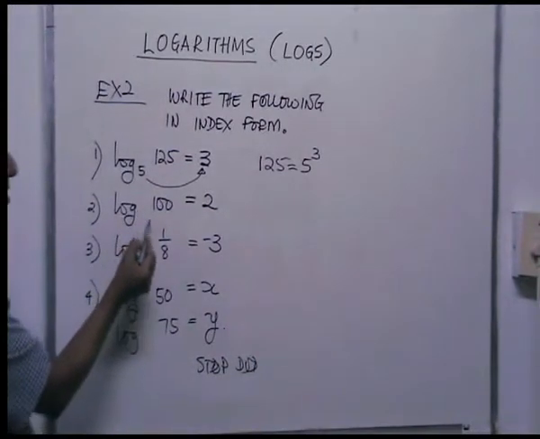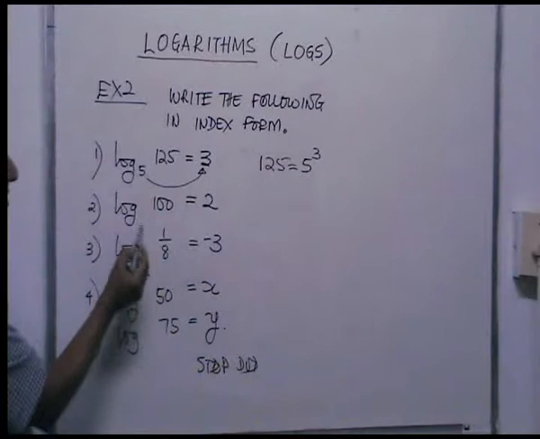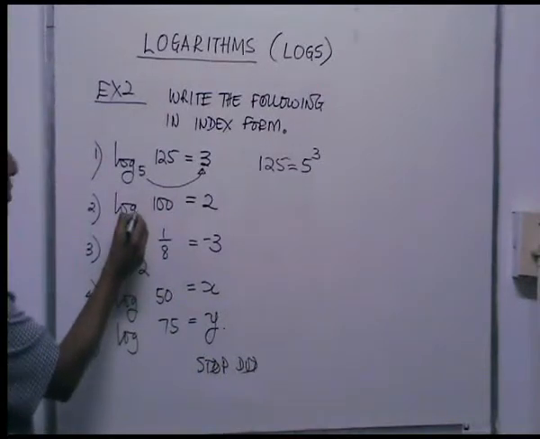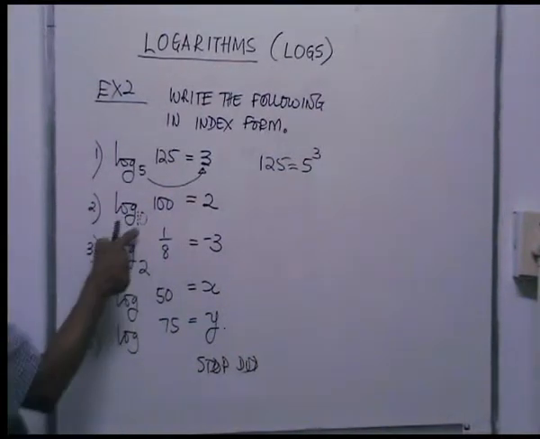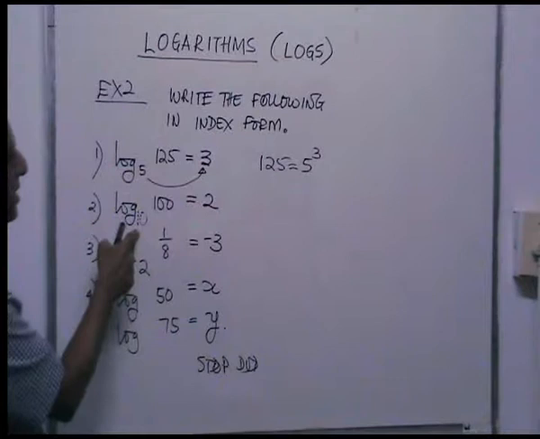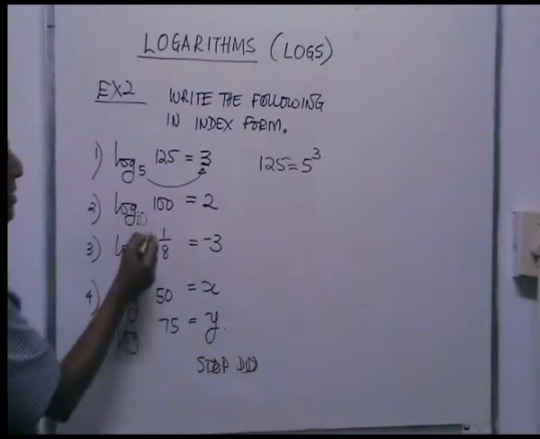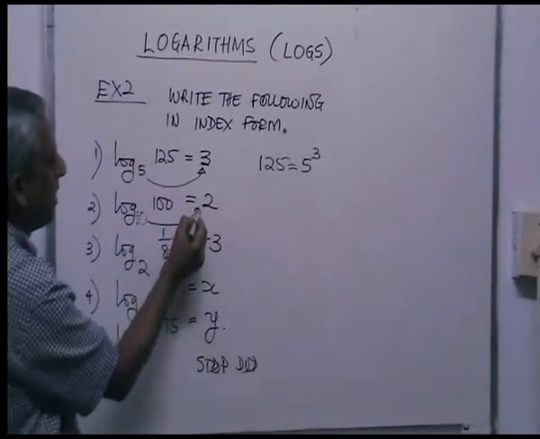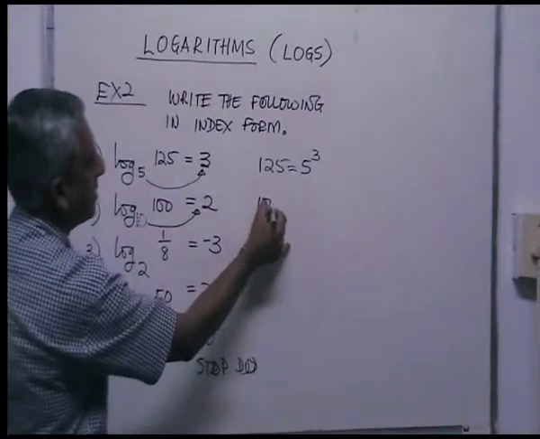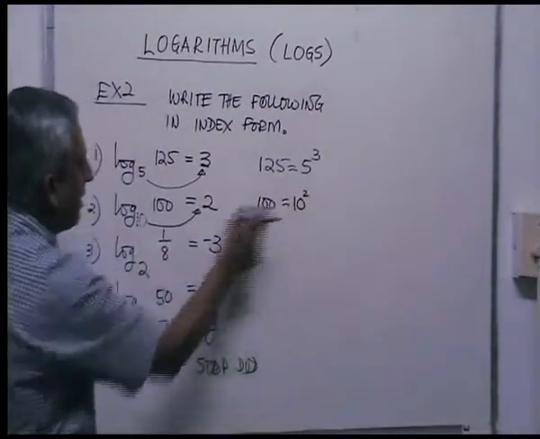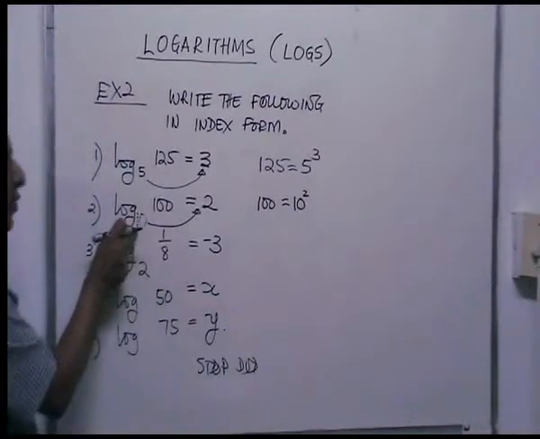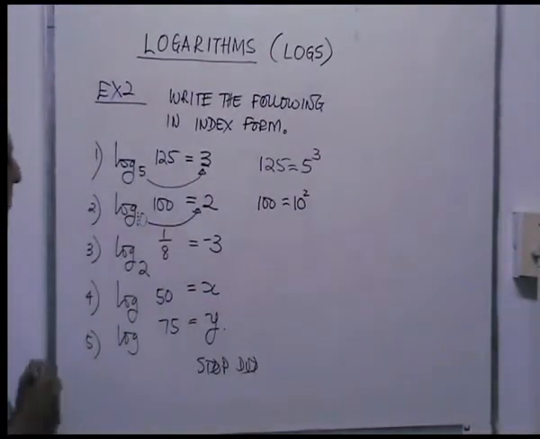The base is not written. There's no base written here, therefore the base is understood to be 10. The base was not written, so it's understood to be 10. So the base is 10, right? So I wrote it down now, so I will now use it. 100 is equal to 10 squared. Remember that the base was not written, therefore it is understood to be 10.